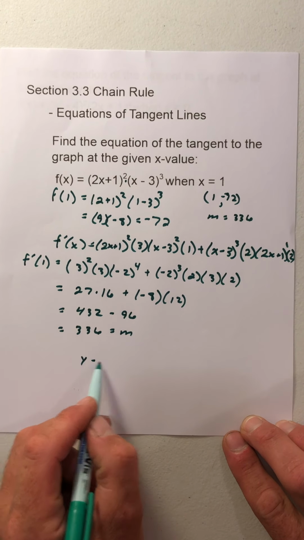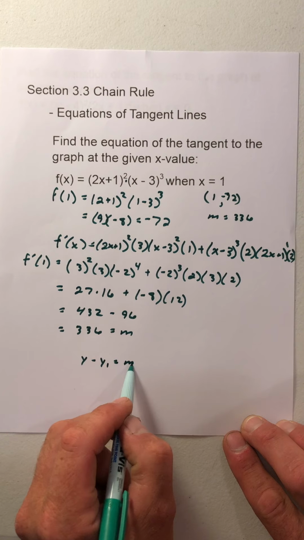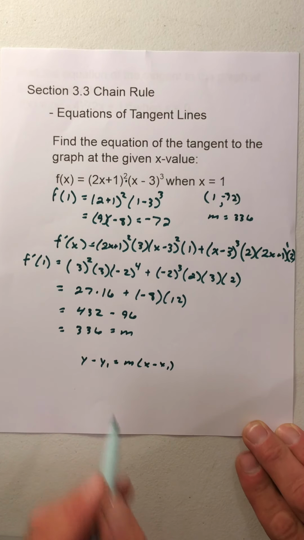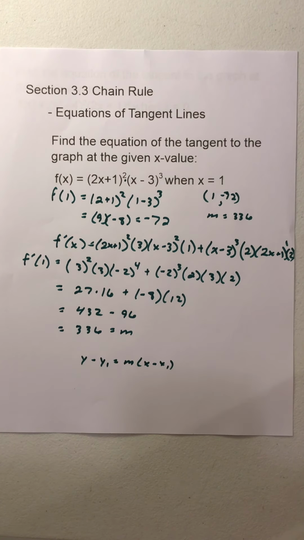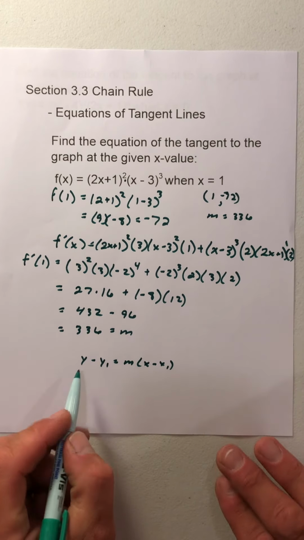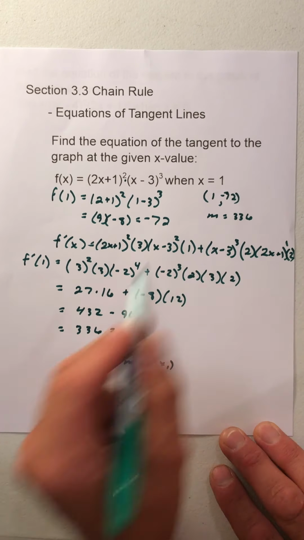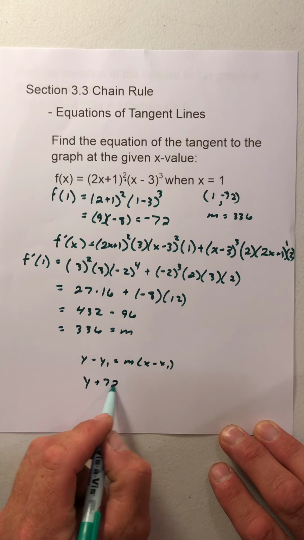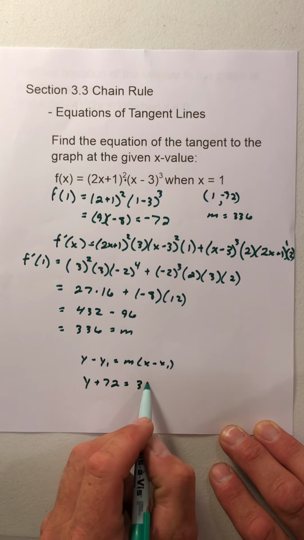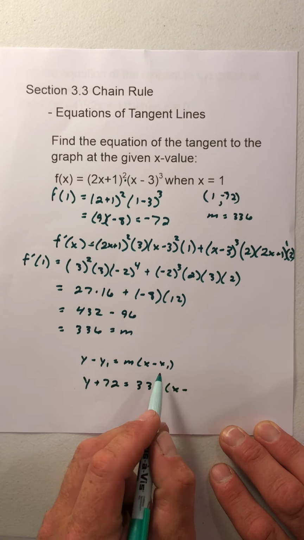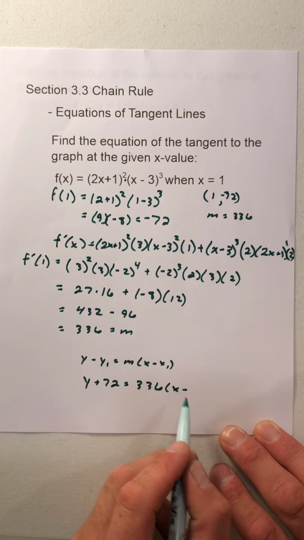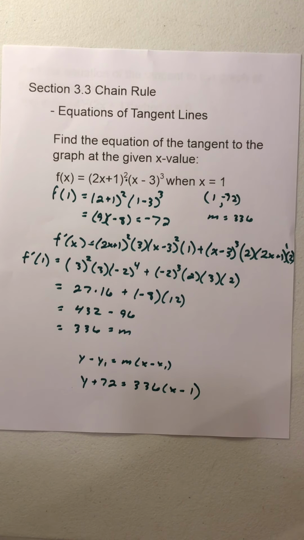And we remember y minus y1 equals m times x minus x1 is the equation of a line in point slope form. So we go ahead and put in our y1, which is negative 72. That makes it a plus 72. Our slope, 336. And then x minus our x1, or our x value, which is 1. Again, that would be a good enough answer at this point in time.